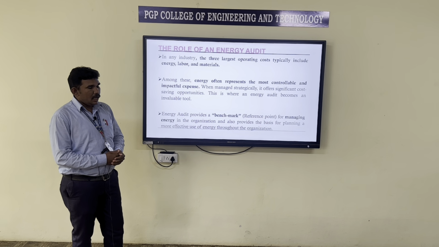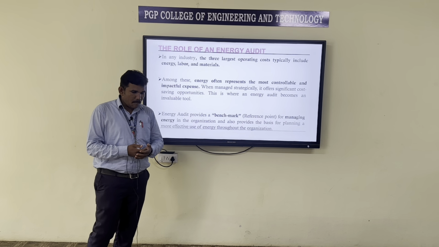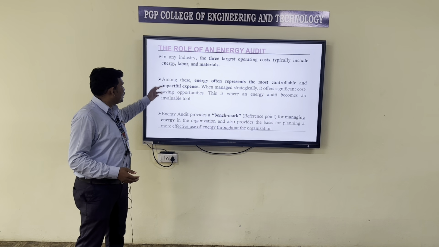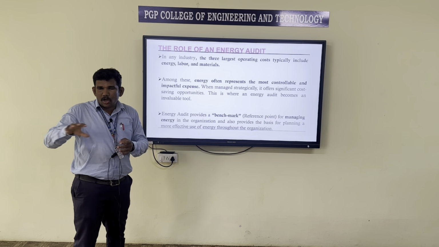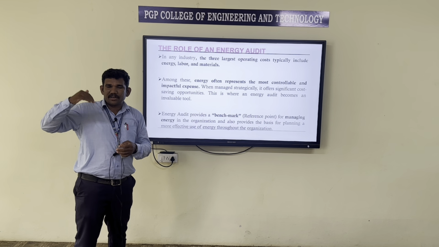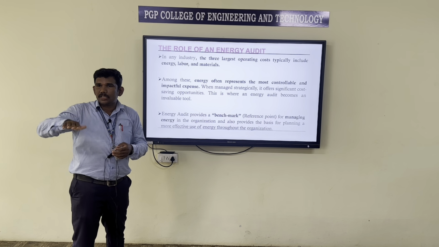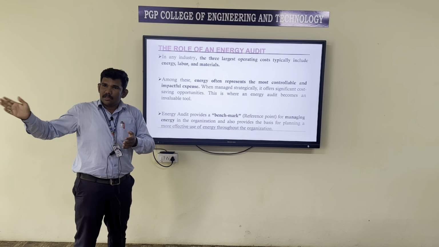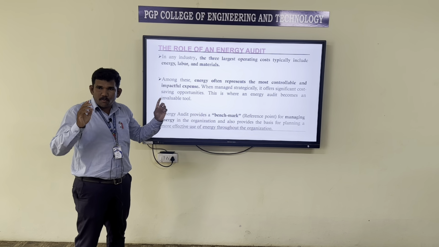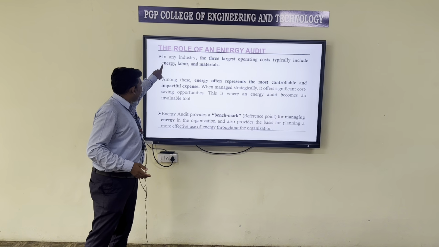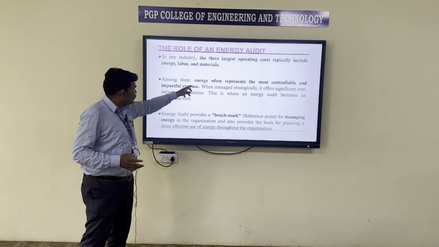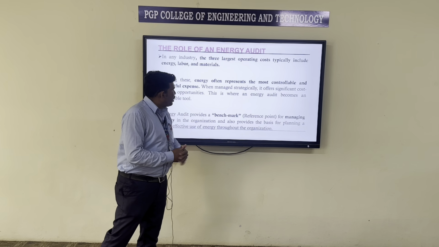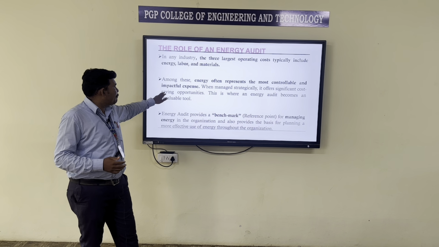Generally, while calculating the operating cost, there are three things: one is the labor cost, another is the energy cost, another is the material cost. Labor cost we can't change, since after getting a high salary, we will not go for a low salary. Material cost also, we are getting from two or three buyers. So the only option is to utilize energy wisely. Among these, energy represents the most controllable and impactful cost.